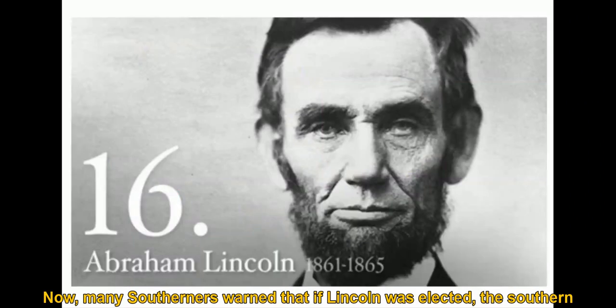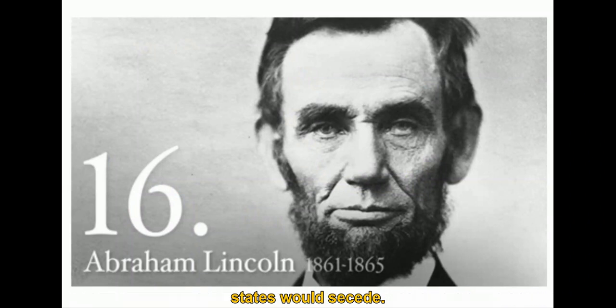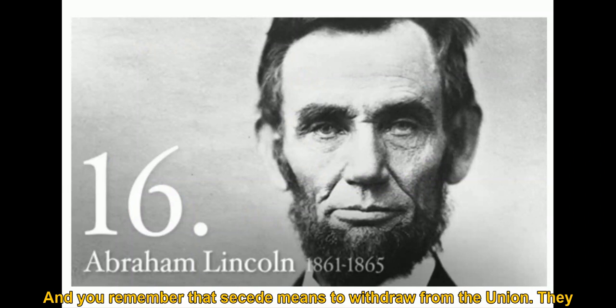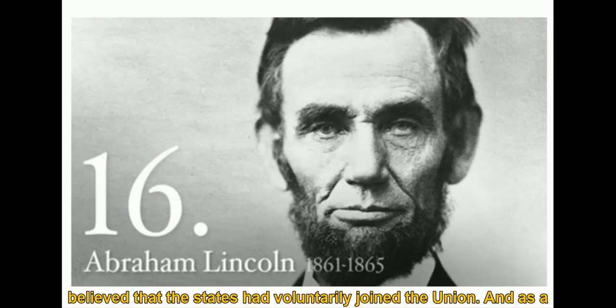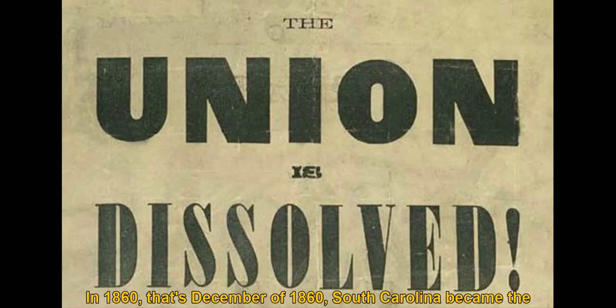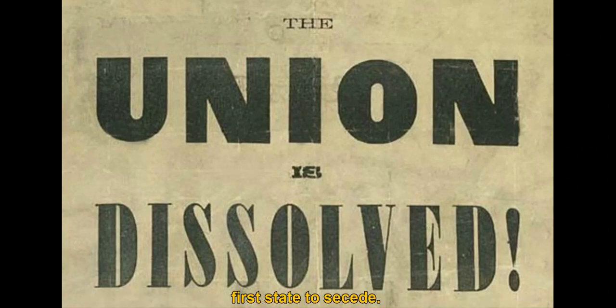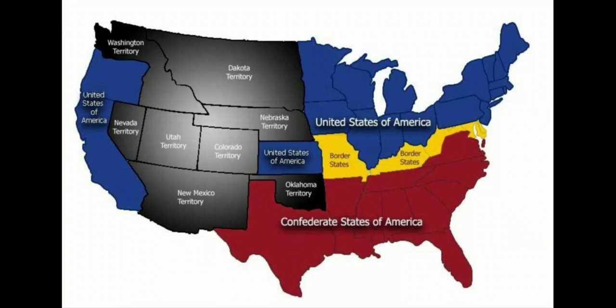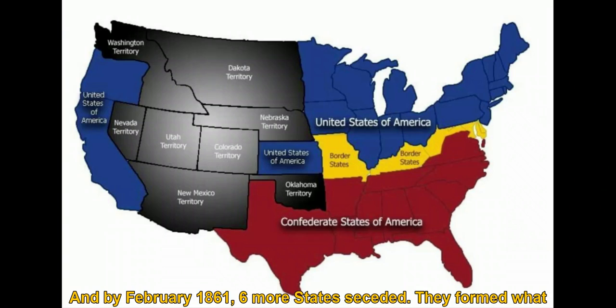Now, many Southerners warned that if Lincoln was elected, the Southern states would secede. And you remember that secede means to withdraw from the Union. They believed that the states had voluntarily joined the Union, and as a result, they believed that the states had the right to leave the Union. In December of 1860, South Carolina became the first state to secede. And by February 1861, 6 more states seceded.